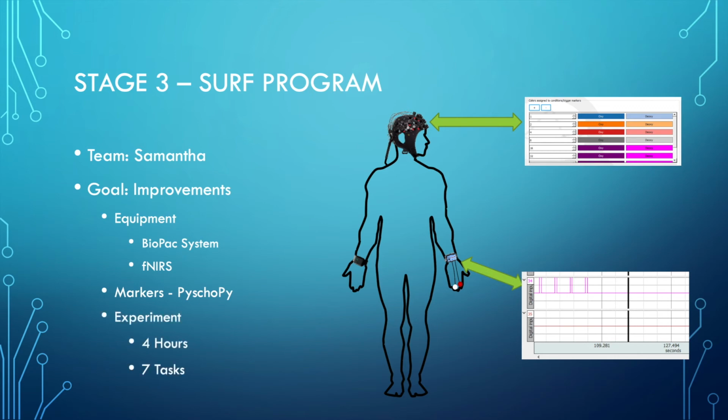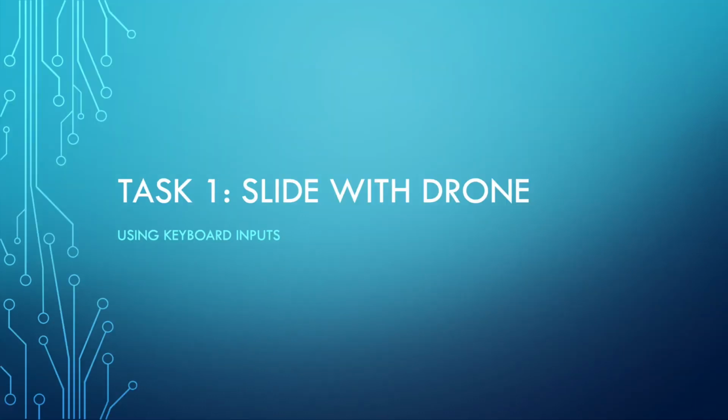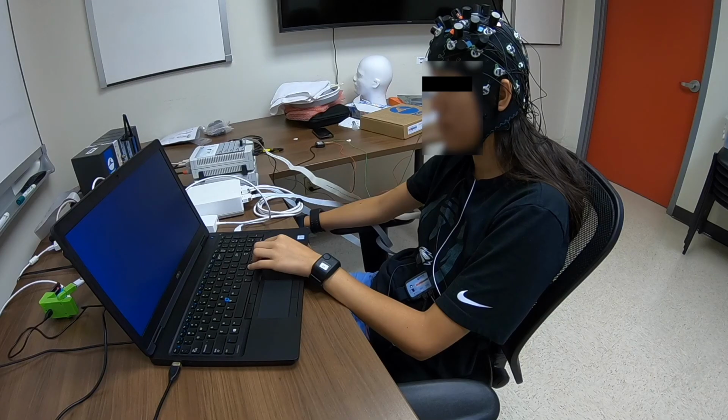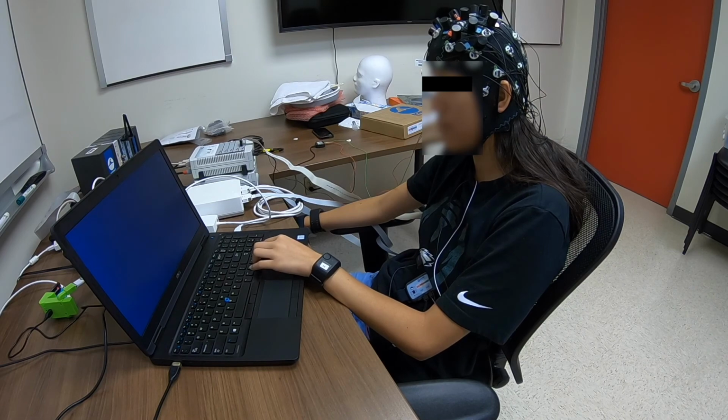For this stage, the experiments were 4 hours long, and each subject had to do 7 tasks. Task 1 was the same as the previous, with 2 changes. First is that the slides were static. Each slide had a gray screen with a drone on it. Next, the subjects would click arrows on the keyboard instead of the arrows on the screen.